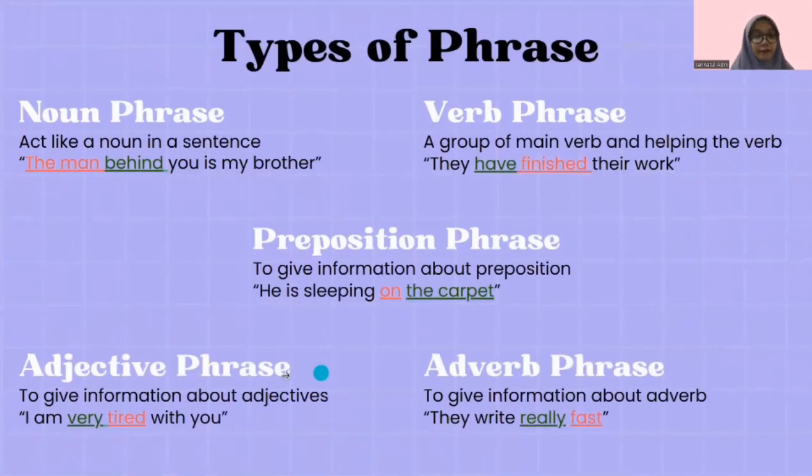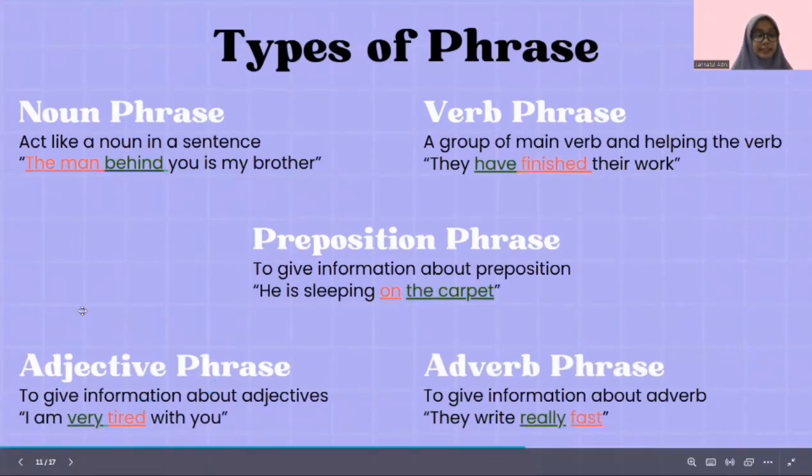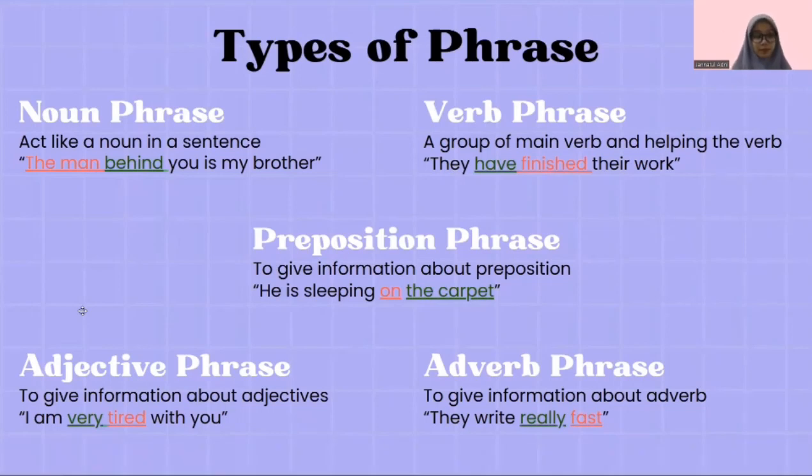Okay, there are five types of phrases. The first is the noun phrase. It acts like a noun in a sentence. The noun phrase here is the words "behind you." It explains the man and gives more information about the man. For example, the man behind you is my brother.